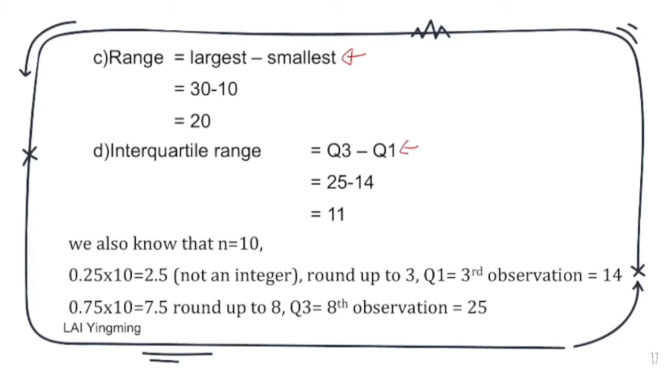For the interquartile range, it is quartile 3 minus quartile 1. We know that n equals 10, so 0.25 times 10 equals 2.5, and we need to round up to 3. We found that quartile 1 is the third observation, which is 14. And 0.75 times 10 equals 7.5, we need to round up to 8 and found that quartile 3 equals 25. So the interquartile range equals 25 minus 14 equals 11. That's the end of question 1.5 and 1.6.